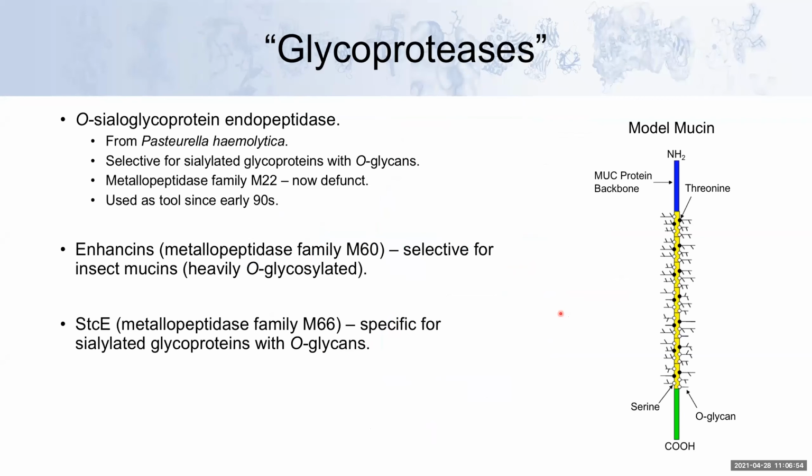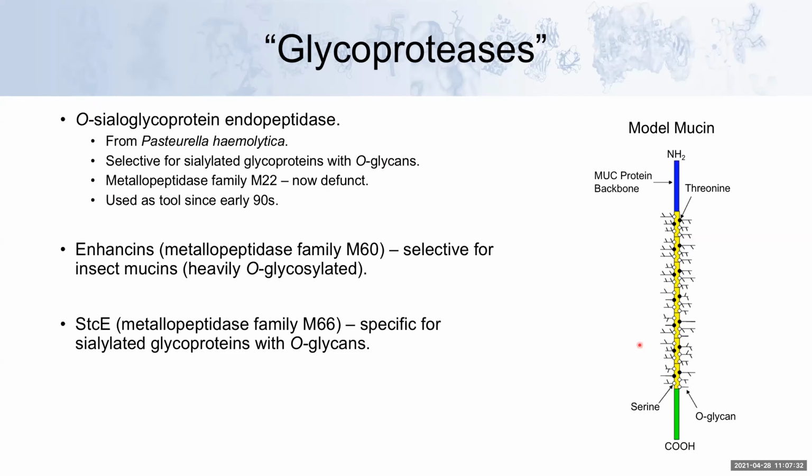So where these two topics meet is this concept of glycoproteases, and these have actually been known for quite a while. And the classic example is this O-glycopeptide endopeptidase, which is actually a bit of an enigma. It originates from Pasteurella haemolytica, and it's been used as a tool for decades now to degrade sialylated O-glycoproteins. And it was originally classified into this metallopeptidase family, M22. It's now a defunct family because this appears to be the only member of that amino acid-based family that had this particular activity. So it's a bit of a strange bird.